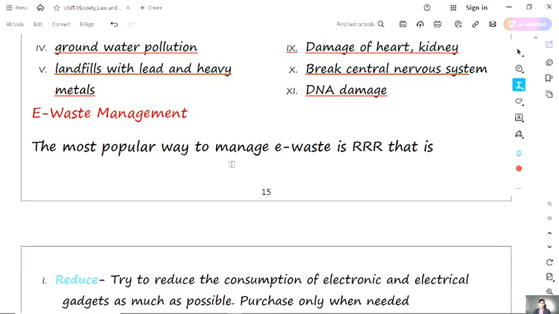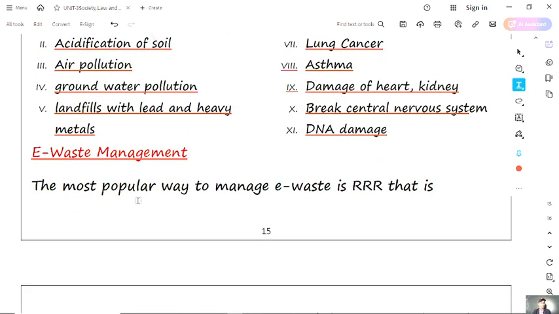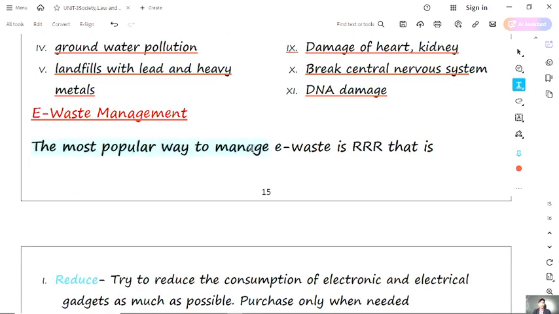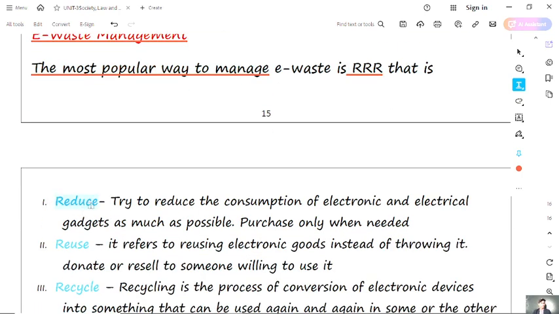Now see, e-waste management. How can we manage this? First it was what is e-waste, and now management. The most popular way to manage e-waste is RRR, triple R. R means reduce, reuse and recycle.